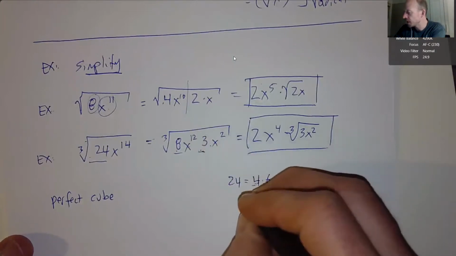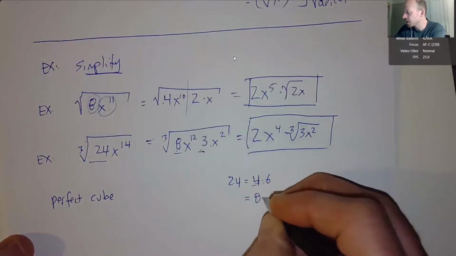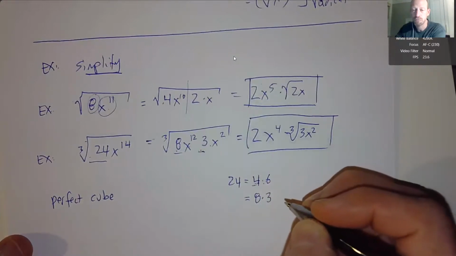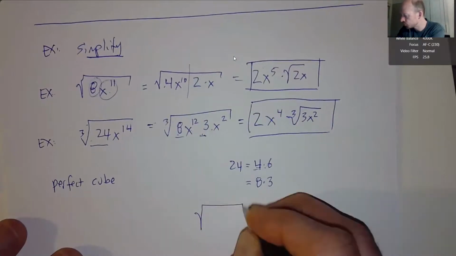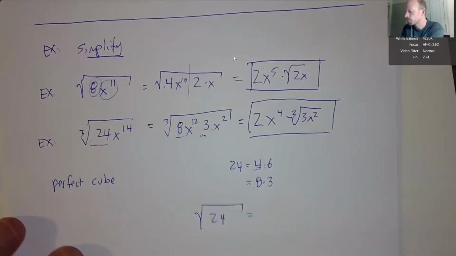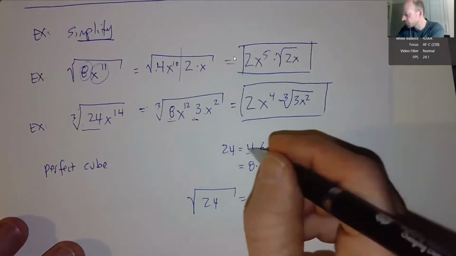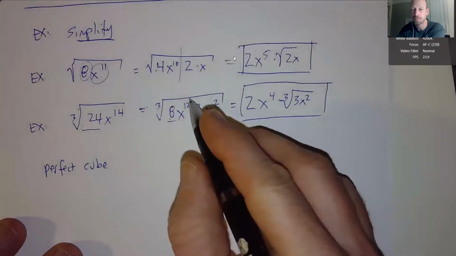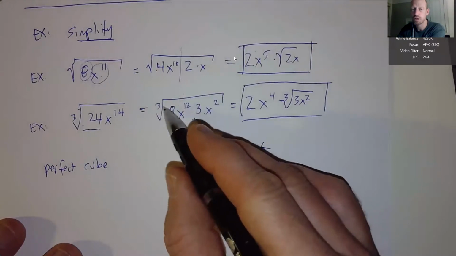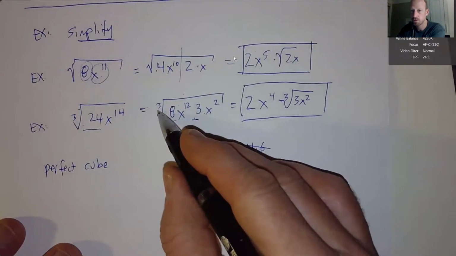Okay. Instead, I wanted to factor that as 8 times 3 for the cube root. So if we remove the 6 right there, we use the 8. Instead of 4 times 6, I'm choosing 8 times 3 because I'm looking for perfect cubes.